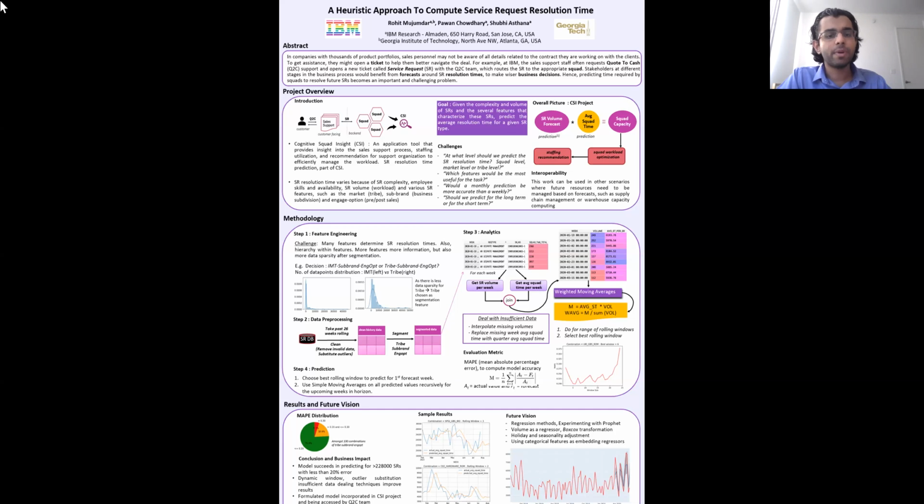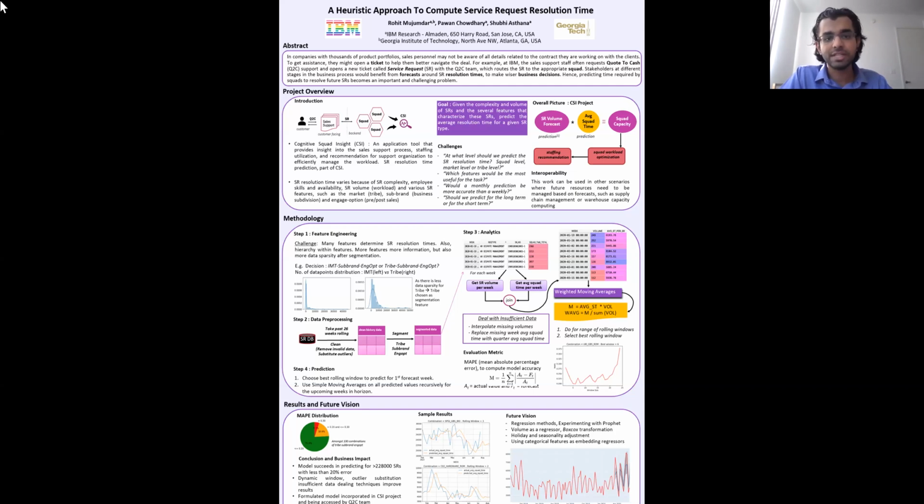We propose an interoperable solution based on the weighted moving averages method, which has the following steps. The first step involves feature engineering, where we select the right set of features to segment our data and use it further for our task. This involves addressing the challenge of having many features and their underlying hierarchy. All of these together determine SR resolution times.